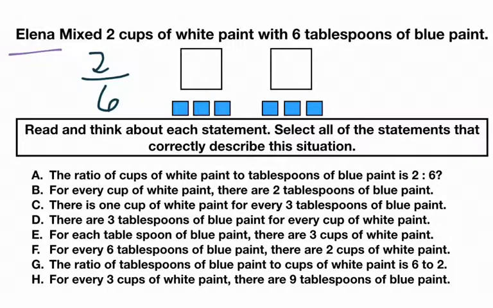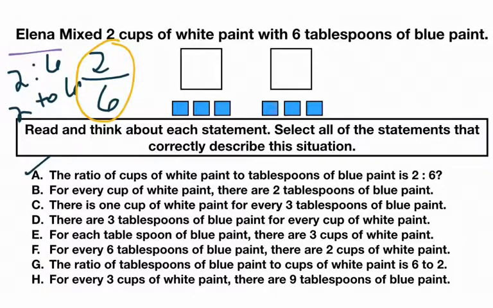Remember, you can write ratios like a fraction, or you could write them with a colon, or you can just write the words 2 to 6. My 6 isn't perfect there, but you get the gist of it. So that is our ratio we're working with. Let's go down and see what our true statements are. A says the ratio of cups of white paint to tablespoons of blue paint is 2 to 6. Well, yeah, that checks out, and we already wrote it down. We said it was a 2 to 6 ratio, so that works for me.